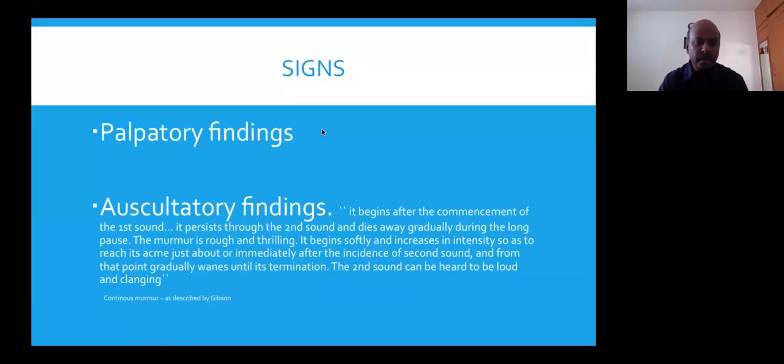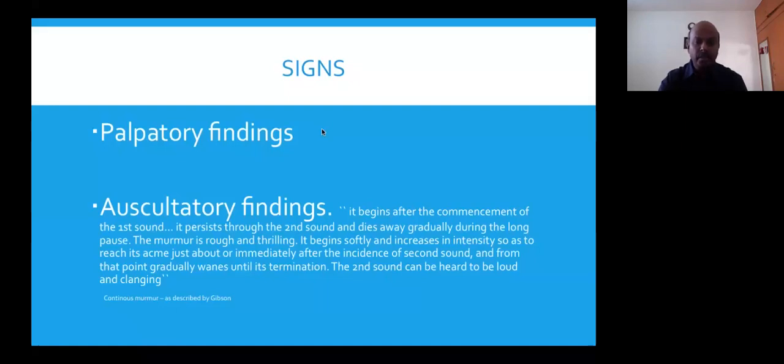Auscultatory findings were described by Gibson. The murmur was described as beginning after the commencement of the first sound. It persists through the second sound and dies away gradually during the long pause. The murmur is rough and thrilling. It begins softly and increases in intensity so as to reach its acme just about or immediately after the incidence of second sound, and from that point gradually wanes until its termination.